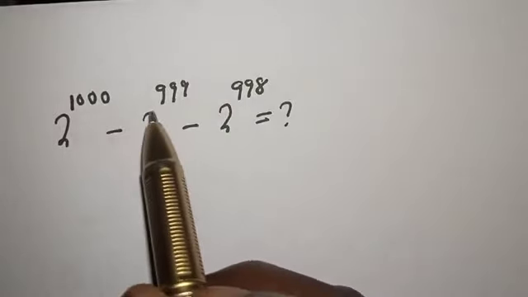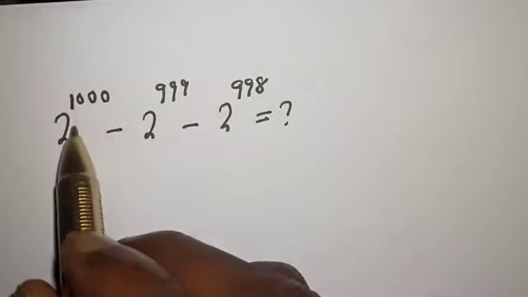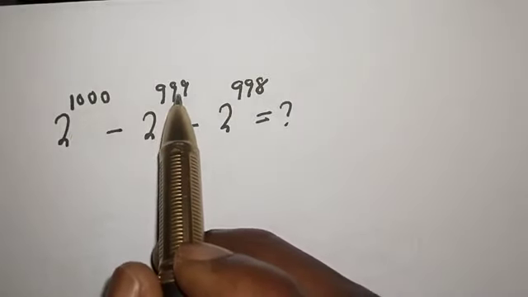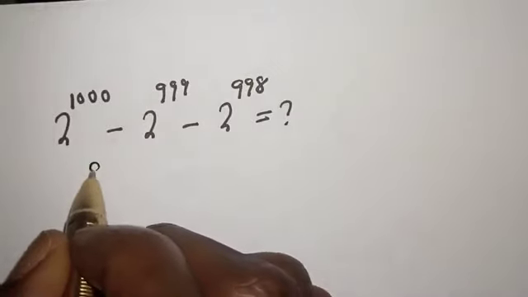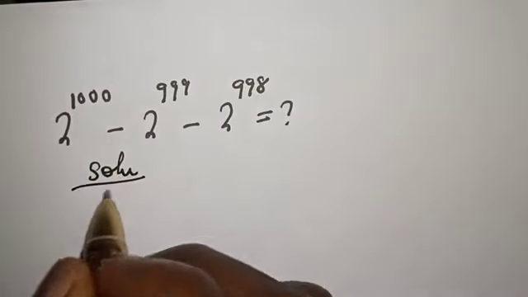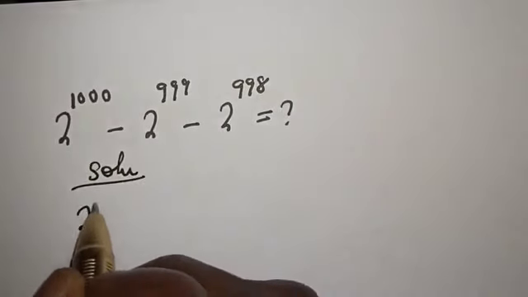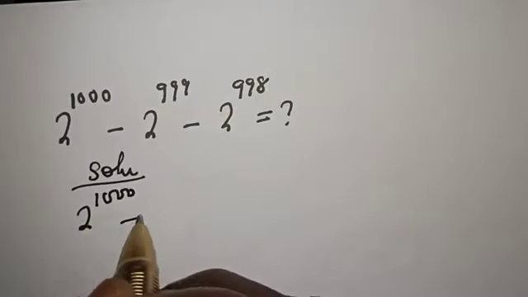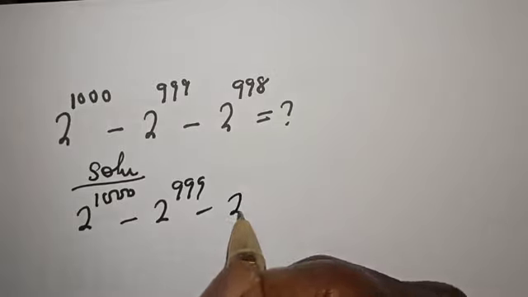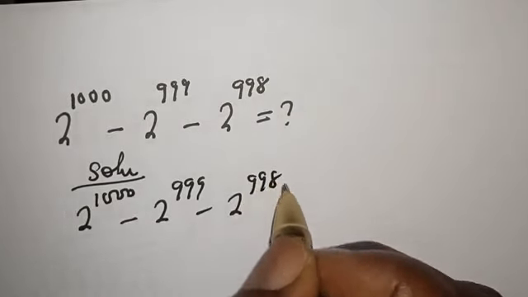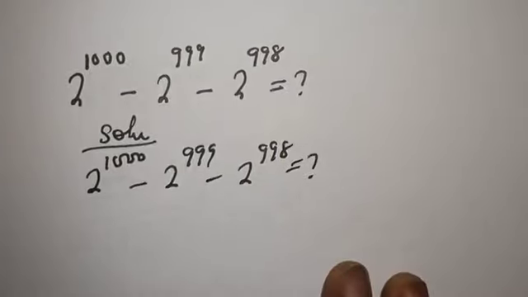In this class, we quickly want to simplify this nice math problem: 2 raised to power 1000 minus 2 raised to power 999 minus 2 raised to power 998. Solution. Let 2 raised to power 1000 minus 2 raised to power 999 minus 2 raised to power 998 be the unknown.